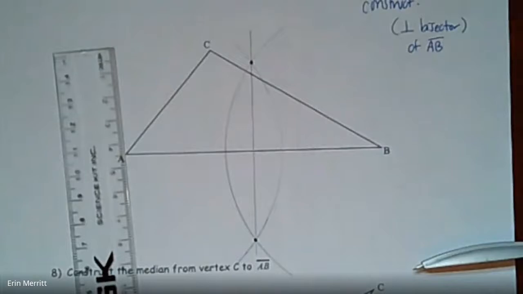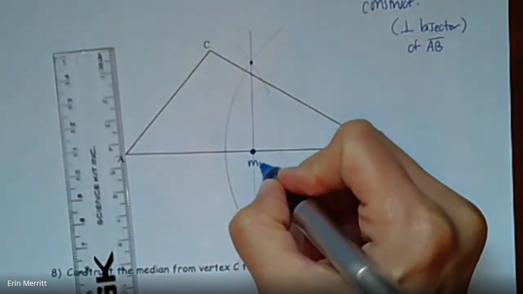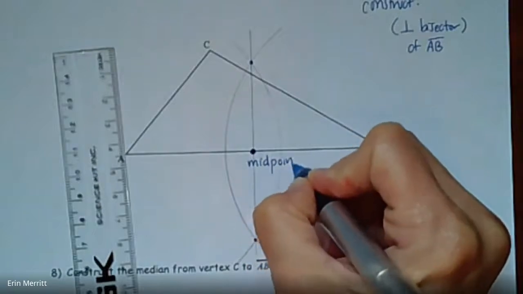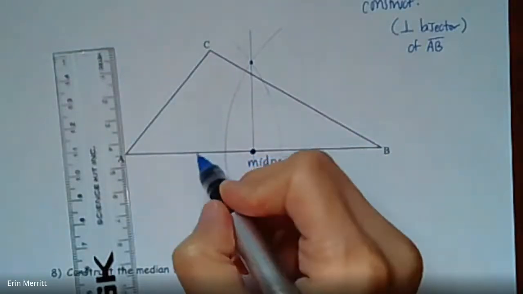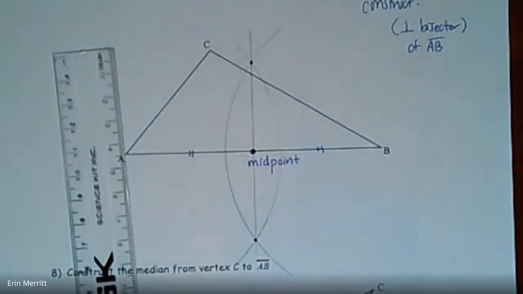What I want to take note of here is where it crosses AB. That point is now my midpoint. That's the key. All right. So segment A to midpoint and midpoint to B. Maybe you want to label it, it'd be easier.